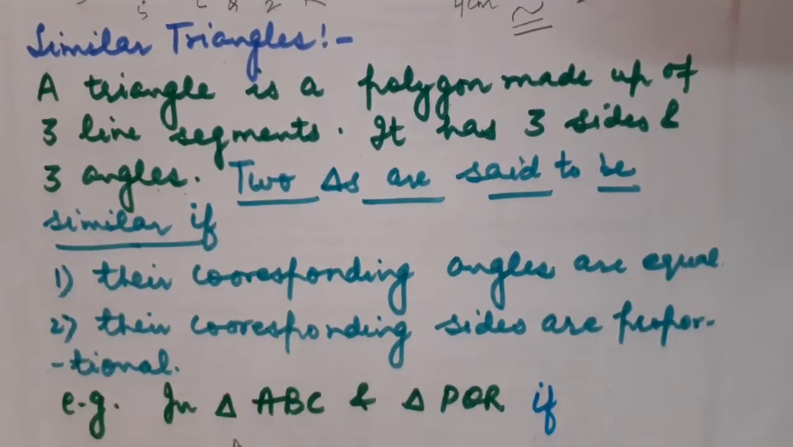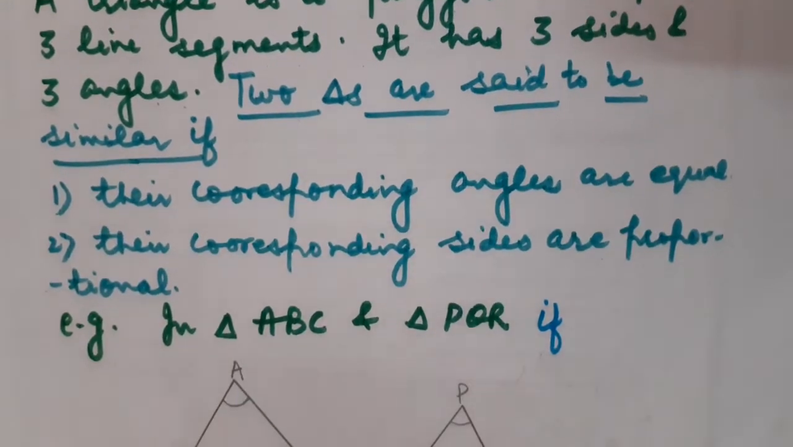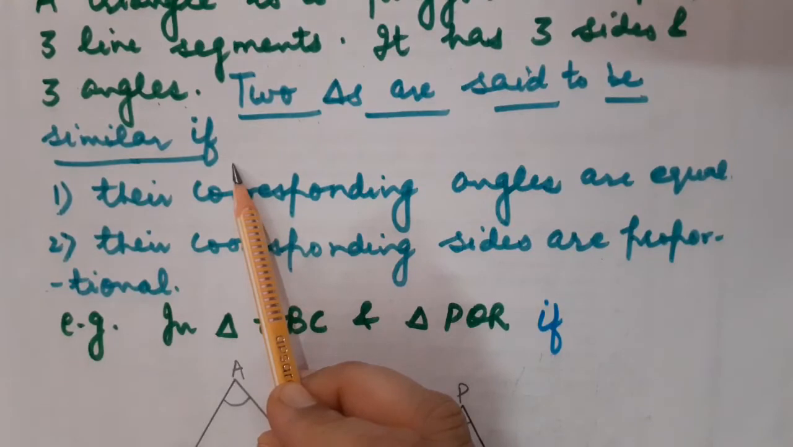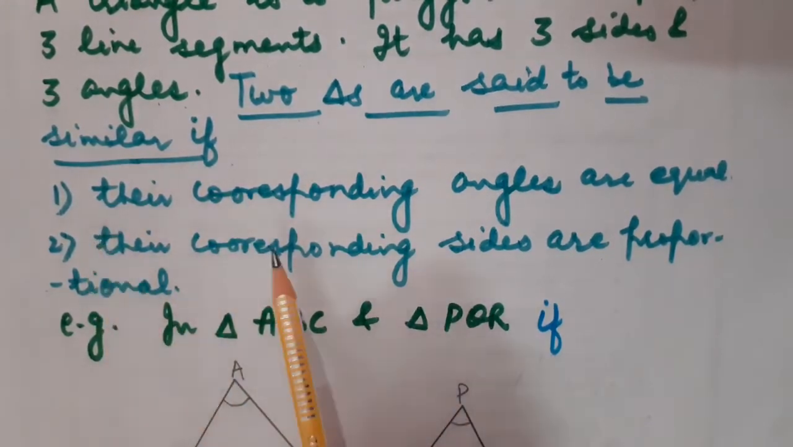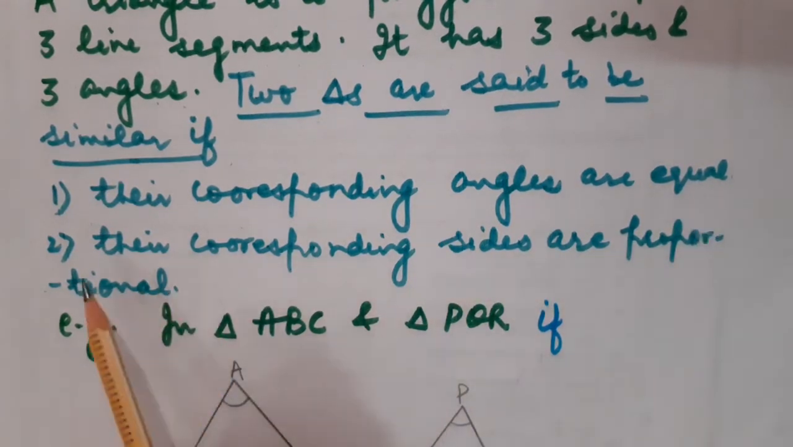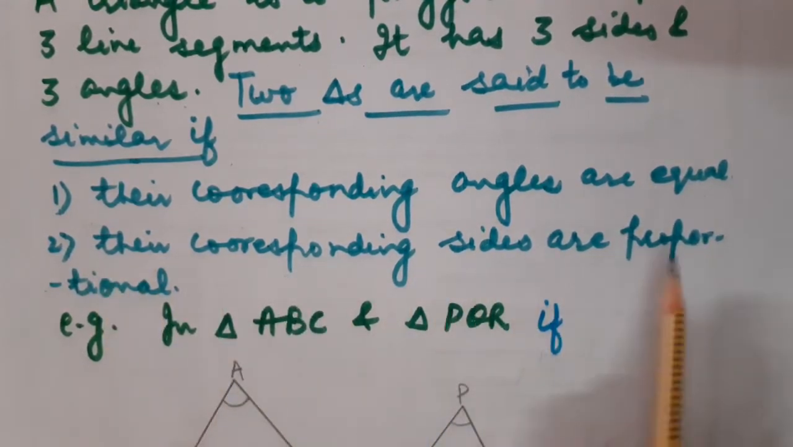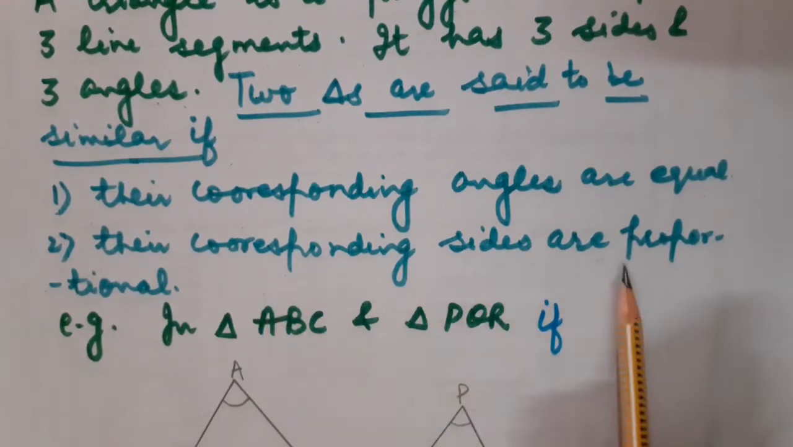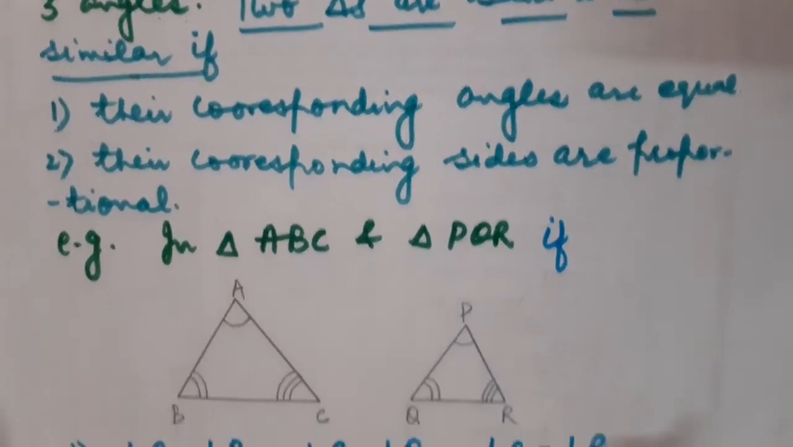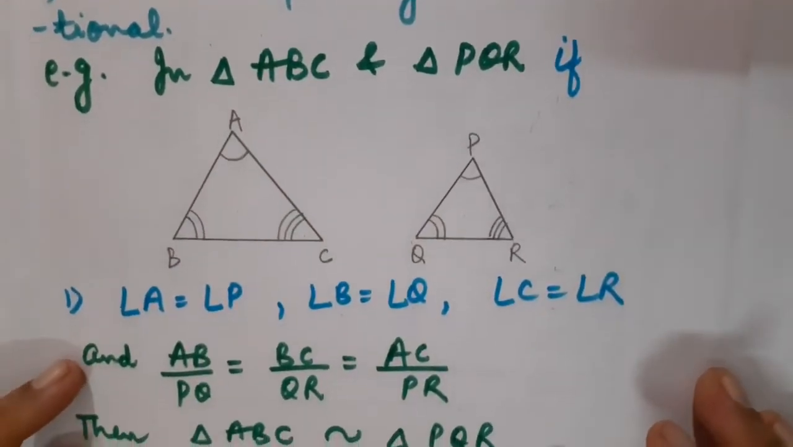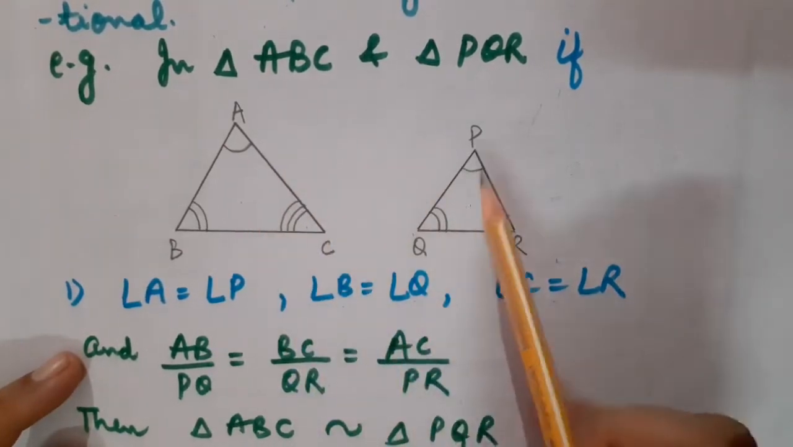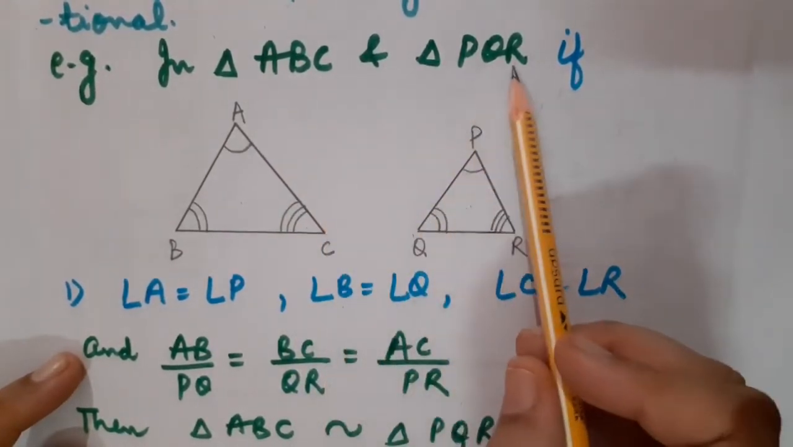Now I am going to explain you the similarity of triangles. So 2 triangles are said to be similar to each other if, number 1, their corresponding angles are equal. Number 2, their corresponding sides are in the same ratio, means they are proportional to each other. So let us recall these 2 statements through these figures. Here you can see I have taken 2 triangles, triangle ABC as well as triangle PQR.